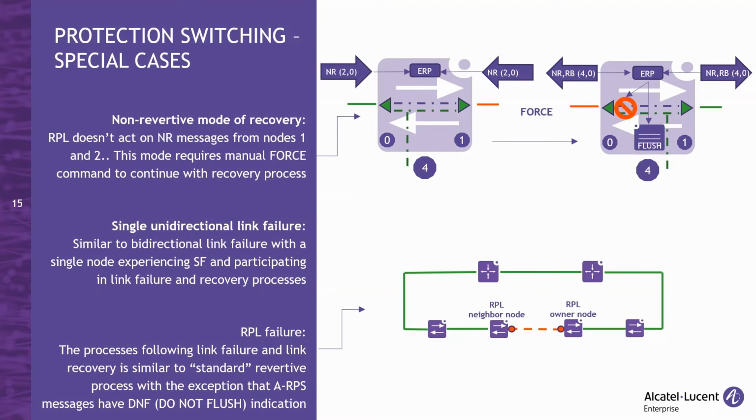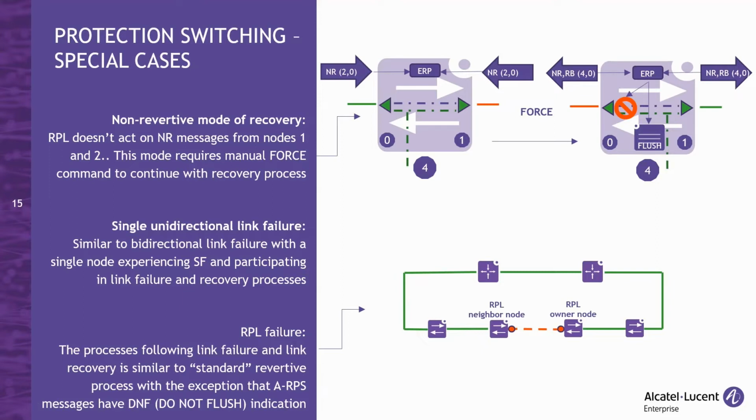The process that was just described refers to the revertive mode of the ERP ring. It is also possible to configure the ERP ring in non-revertive mode. In this case, protection and pending states are the same as in revertive mode. The difference is that in non-revertive mode, the RPL owner node will not react to received no request messages from nodes 1 and 2, but will continue forwarding over the RPL. The RPL owner requires a force command to be executed to continue with the recovery process of blocking the RPL port, sending no request RPL blocked messages, and flushing the local database.